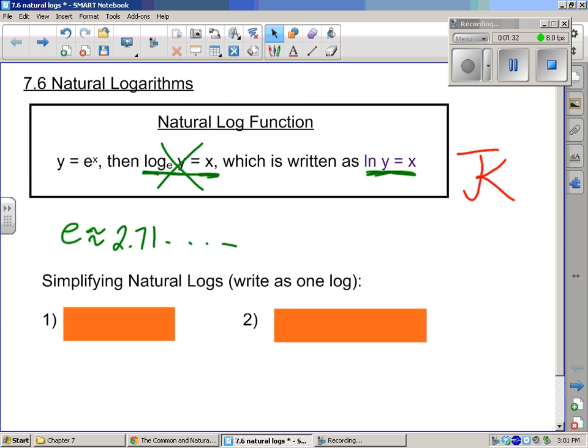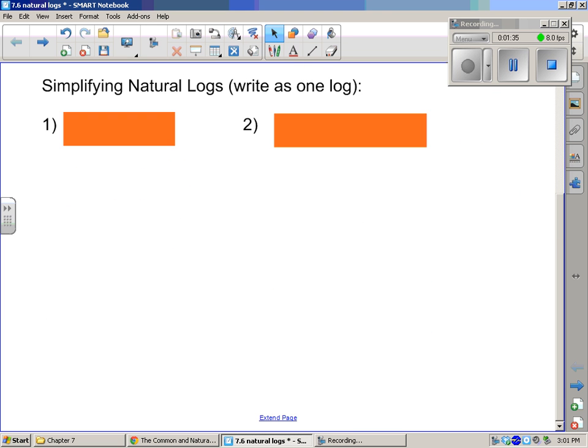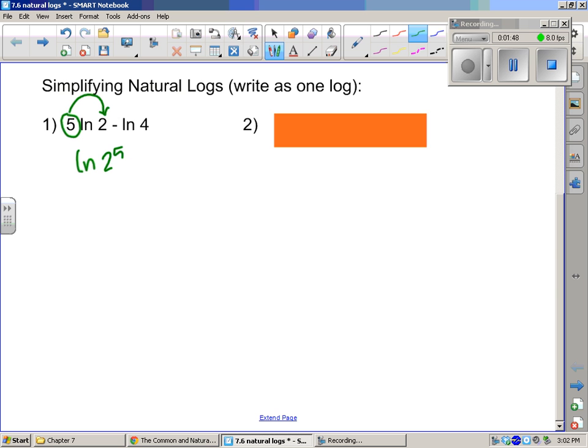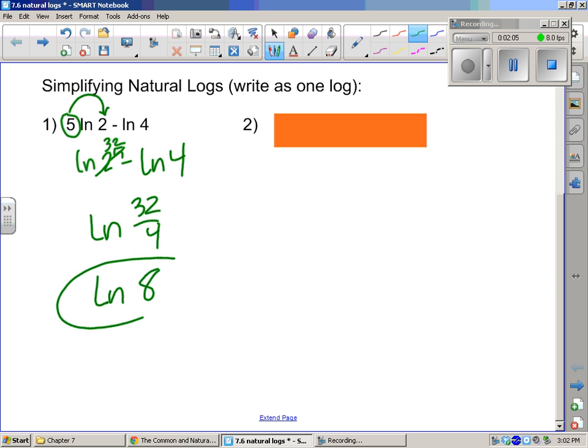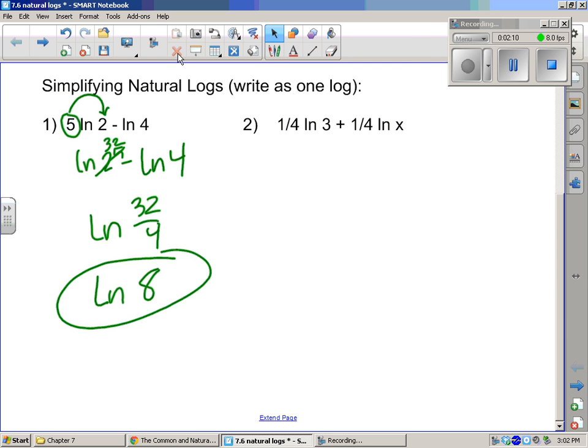So with these natural logs, the cool thing is all the properties you have already learned still apply here. All right, so we're going to write as one log, so we need to combine those into one. That 5 out front still makes it the exponent. So we have natural log of 2 to the 5th minus natural log of 4. What's 2 to the 5th? 32. Okay. Let's change that, make it simple. Now, subtraction means division. So we take natural log of 32 divided by 4. Which is? 8. So that is 1 log. You don't have to figure that answer out. We just wanted you to convert it to 1 log.